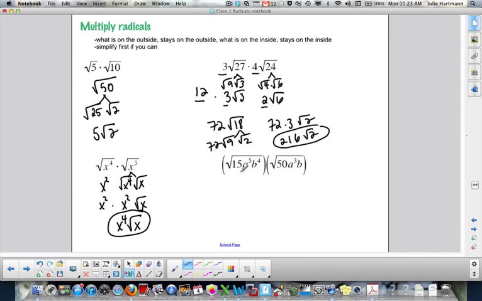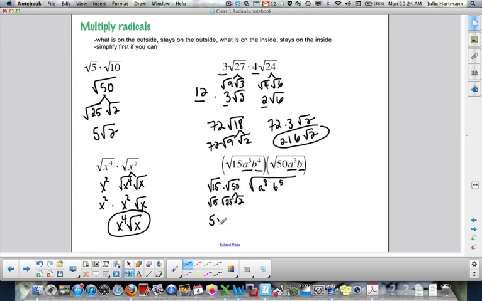Alright, this one. Again, you can combine the insides and then break it down, or break down each one separately. Doesn't matter. So, looking at this, I think I'm going to combine my variables first, but then keep these separate. So I have root 15 times root 50. And then I'm going to do a to the 5th times a to the 3rd is a to the 8th. b to the 4th times b is b to the 5th. So starting with my numbers, I know 50 is 25 times 2. And the square root of 25 is 5.